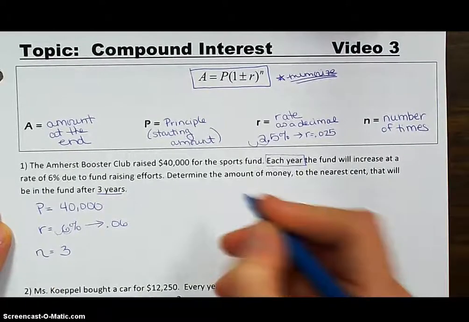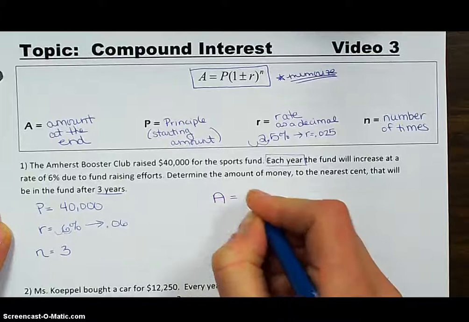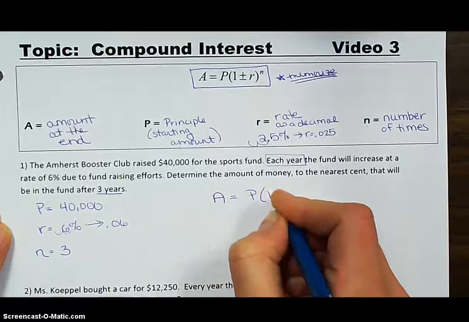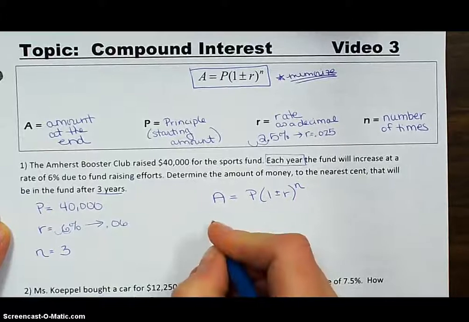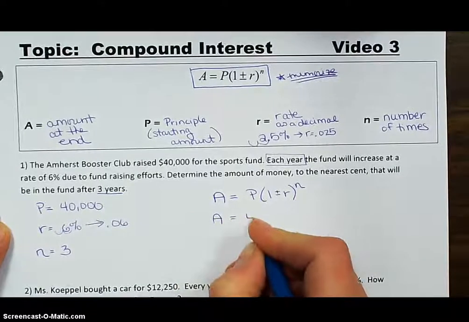So let's go ahead and plug everything in. A equals P times 1 plus or minus R, all raised to N. So then this becomes A is equal to 40,000.